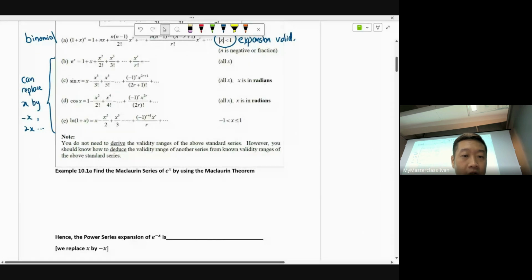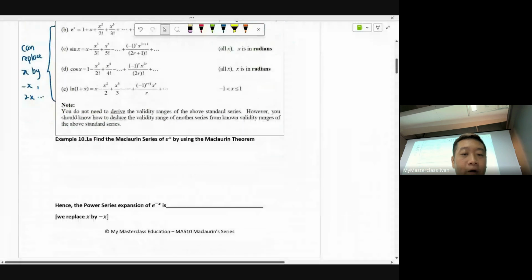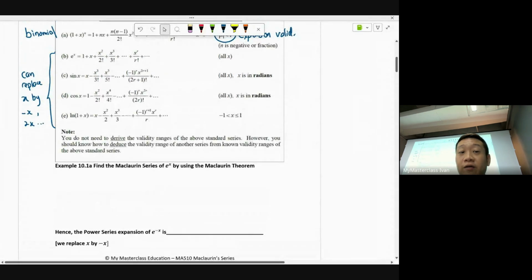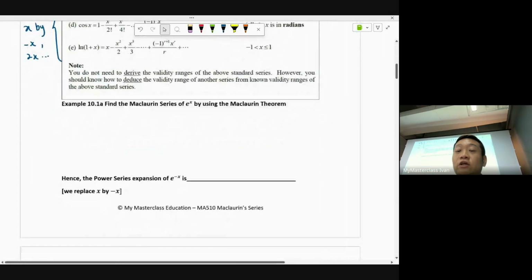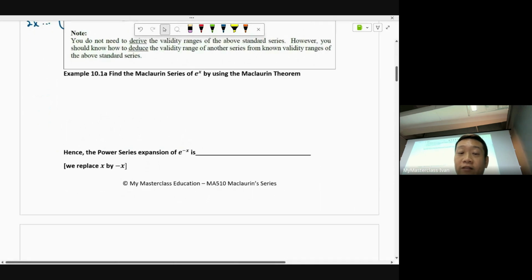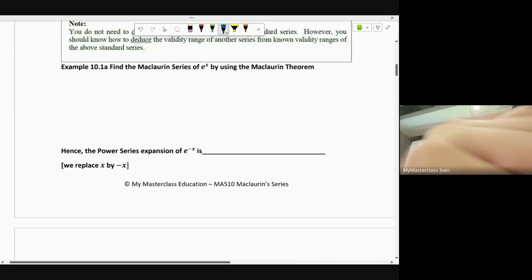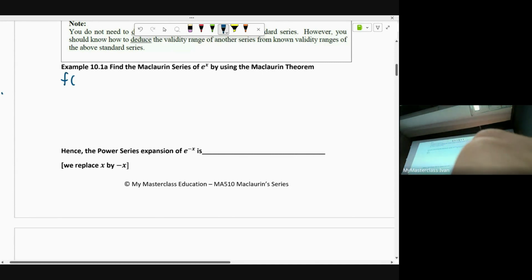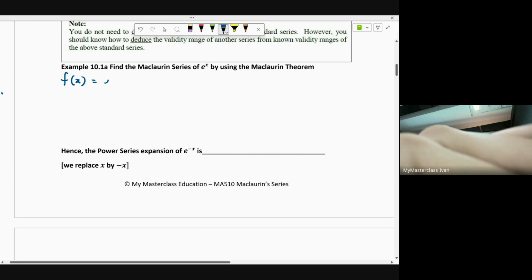Okay, so yeah, 10.1a will not come out in your exam, but I want to show you how we usually derive. So you see, b, you're already given that, right? Whenever they want e power x, you don't need to derive yourself, okay? I'm just teaching you how to do it. So first, write down, my f(x) is equals to e power x.